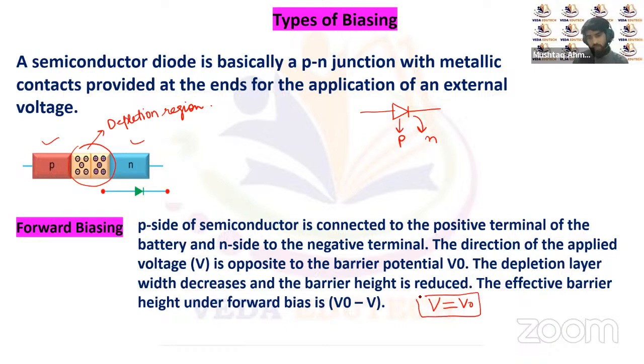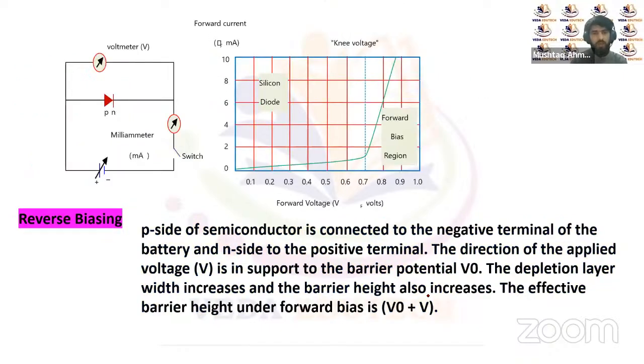And if we slightly increase the external potential beyond the barrier potential, it will be completely forward biased, and there will be a complete flow of current because of the majority carriers from the P type to the N type. The PN junction diode will be in the on state, conducting current. Now you can see here.